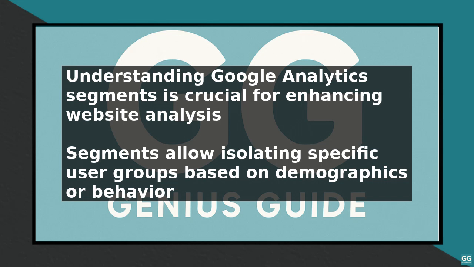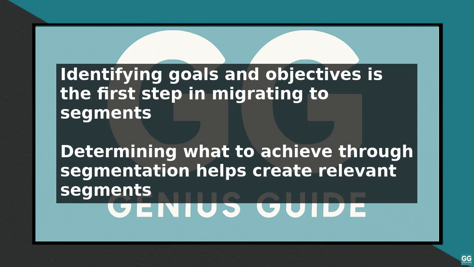The first step in migrating to Google Analytics segments is to identify your goals and objectives. Determine what you want to achieve through segmentation, such as analyzing the behavior of returning visitors or comparing the engagement of users from different countries. This will help you create relevant segments that align with your analytics strategy.